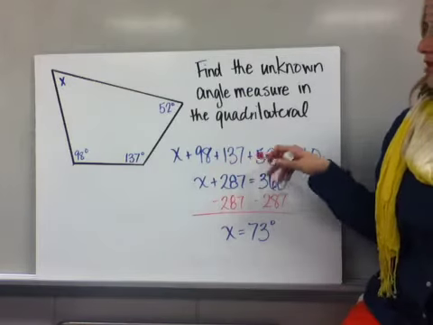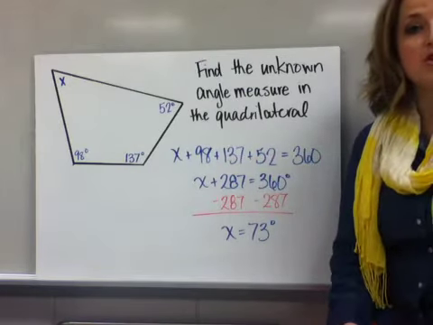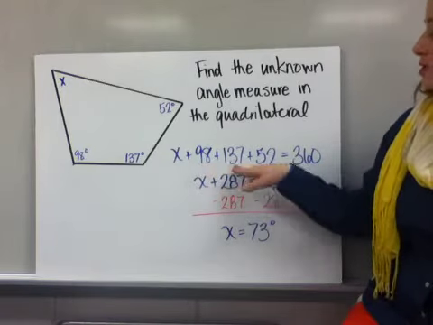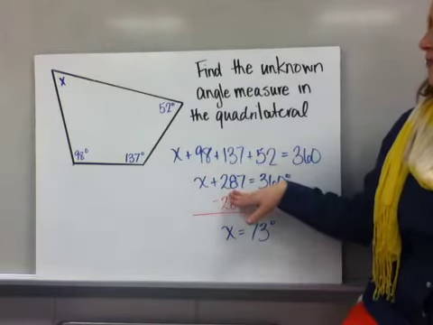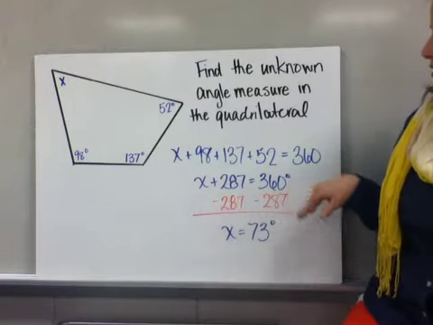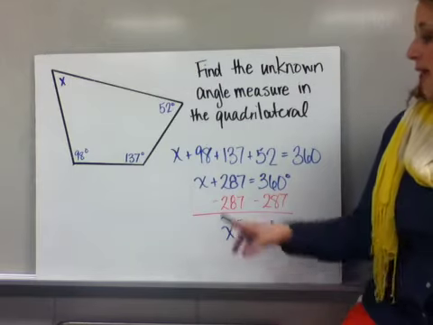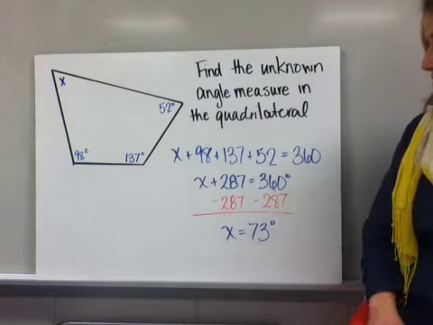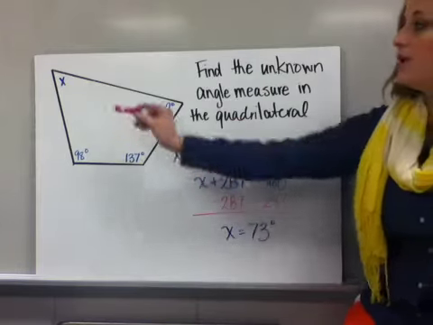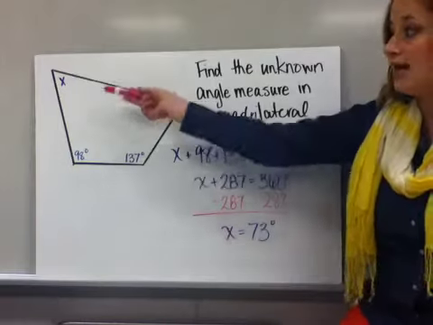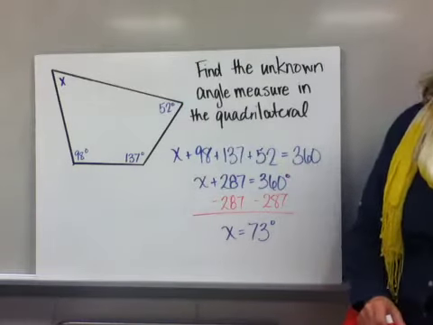Add the 3 angle measures that I know. In expressions and equations, we call this combining like terms. I combine my constants. Those 3 add to 287. And the equation reads x plus 287 equals 360 degrees. I'm going to undo adding 287 by subtracting 287 on both sides. So the missing angle measure is 73 degrees. And I know that makes sense because I can tell that is an acute angle. It's less than 90 degrees.